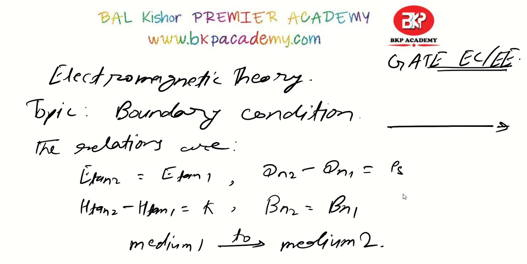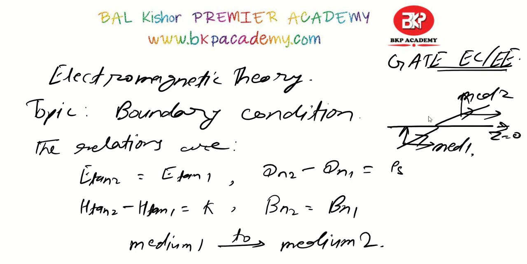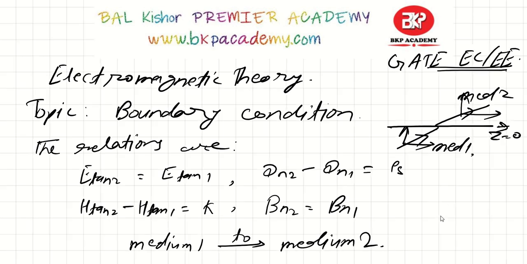Basically, what I am trying to tell you is, suppose a wave is incident on the surface z equal to 0 and propagates from medium 1 to medium 2. What will be the tangential component and the normal component? Similarly, we can find the tangential and normal components in medium 2. And if we know both, we can find the total electric field or magnetic field by just adding them.